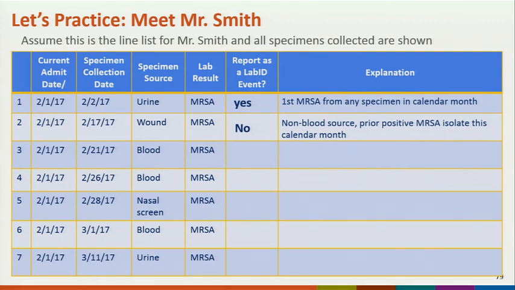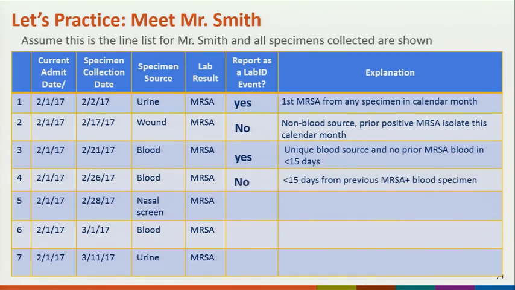Again, on 2/21, he had a specimen source of a blood that was positive for MRSA. Do we report this? Yes, because this is considered a unique blood source since he has not had a prior MRSA positive in the blood in the previous 2 weeks. Then again, on 2/26, he had another MRSA positive blood culture. Do we report this? Correct. It's been less than 15 days since the previous MRSA blood specimen, so this is considered a duplicate and not reported. On 2/28, he had a nasal screen that was positive for MRSA.